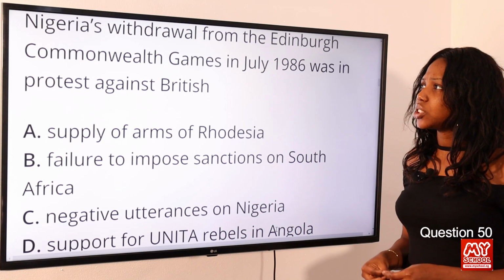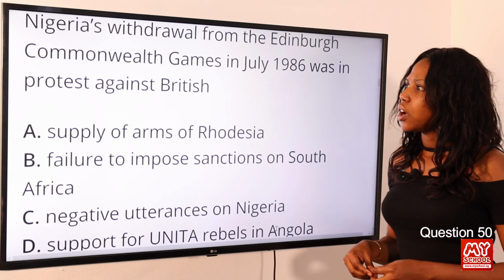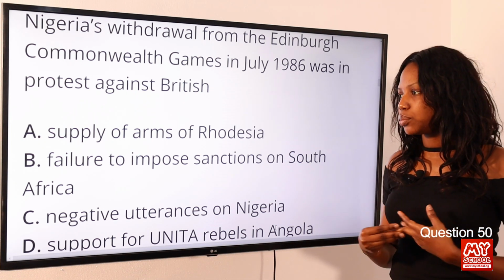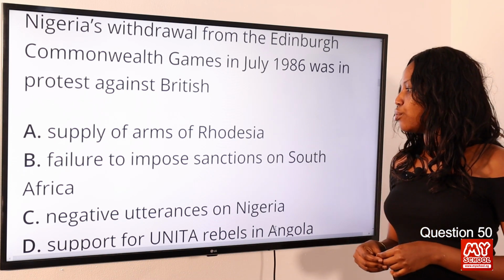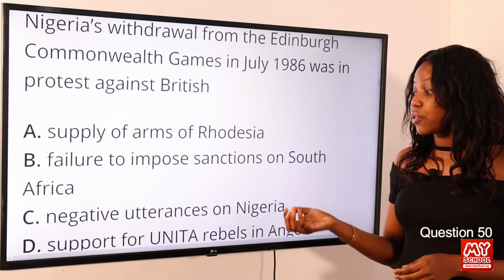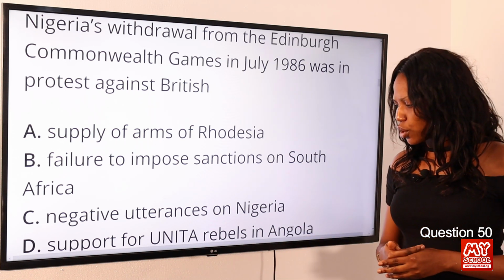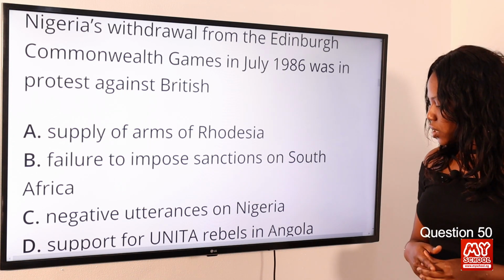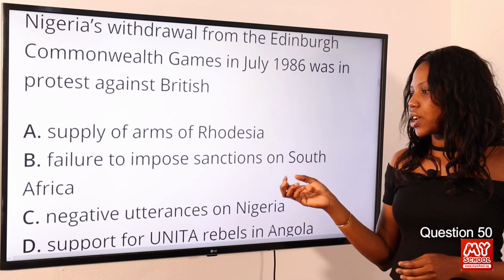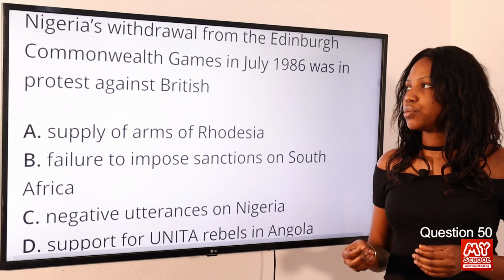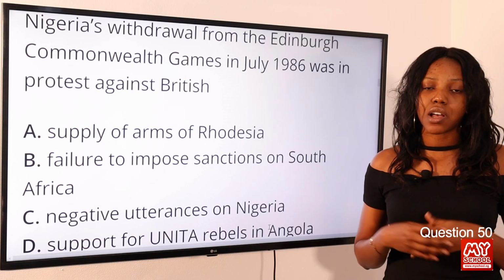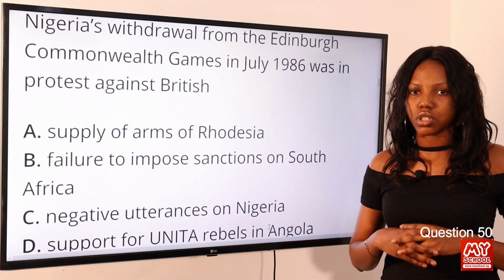Question 50. Nigeria's withdrawal from the Edinburgh Commonwealth Games in July 1986 was in protest against British, option A, supply of arms to Rhodesia, option B, failure to impose sanctions on South Africa, option C, negative utterances on Nigeria, option D, support for UNITA rebels in Angola. The answer to this question is option B, failure to impose sanctions on South Africa. So Nigeria actually withdrew because it wanted to show its grievance against Britain for supporting apartheid in South Africa. So option B is the answer to this question.